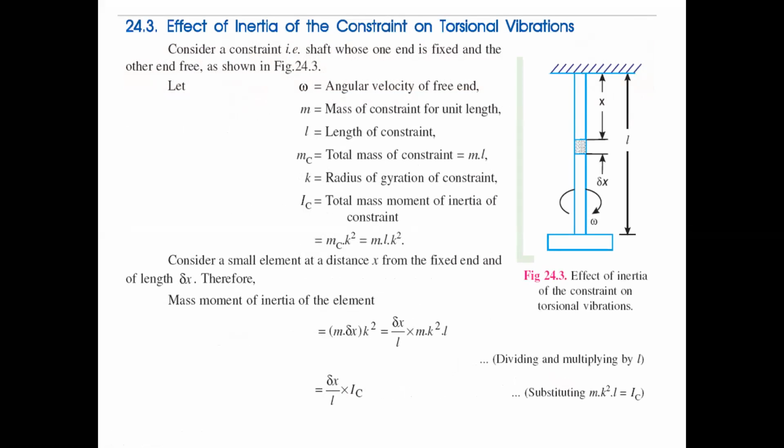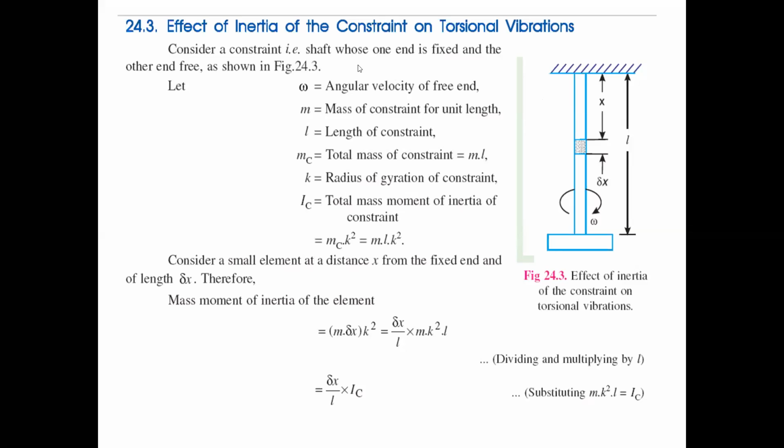Next topic, effect of inertia of the constraint on the torsional vibration. That means in the earlier case, we neglected the mass of the shaft, but now we also consider the mass of the shaft. That may also be called a constraint. Consider a constraint. That means shaft mass is also considered here.